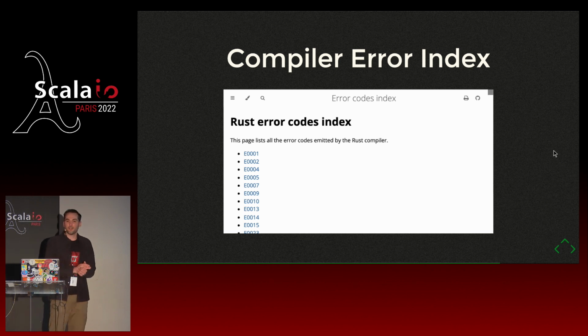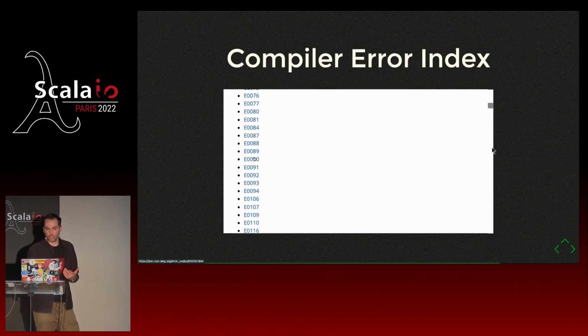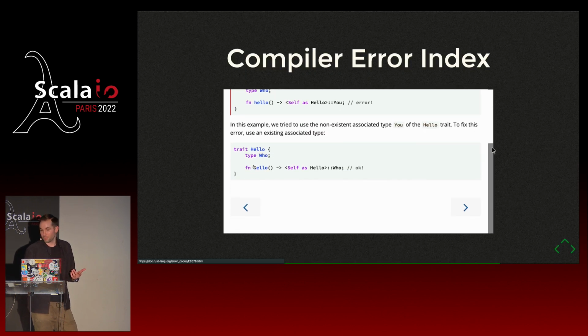Well, what about a compiler error index? Again, we mentioned this before. This is another thing that it has, right? So we have a whole huge list of all these different diagnostics. Let's check 576. And again, we have specific examples. This is really nice to have, okay?